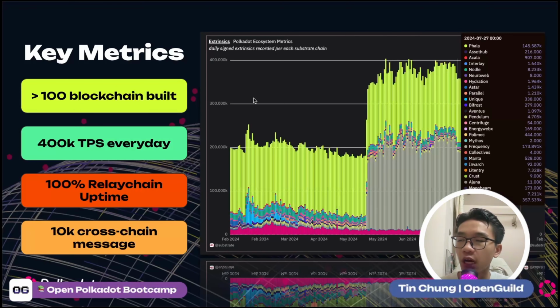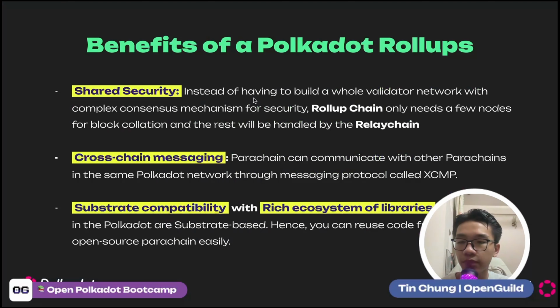Some key metrics of Polkadot right now: we have more than 100 blockchains built on Polkadot with 400,000 transactions per day and 100% relay chain uptime. We've never seen any downtime of the whole Polkadot ecosystem since its mainnet launch, and 10,000 cross-chain messages.